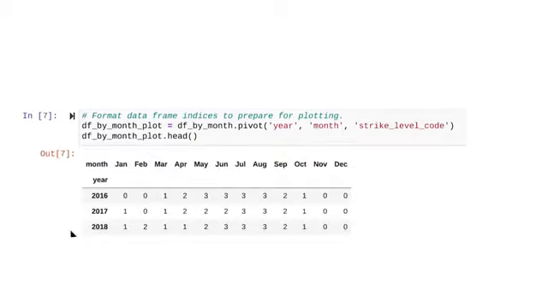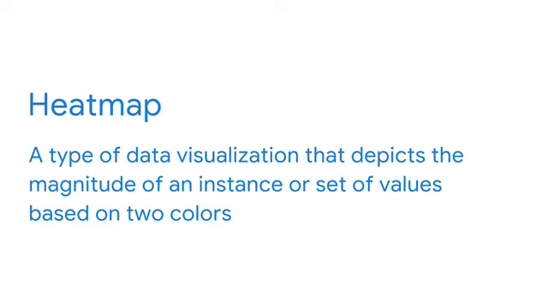If we use our head function, we find all 3 years in the rows, the months in the columns, and the strike level categories in each month, just like we coded. Next, let's visualize our data using what is called a heat map, so we have a better idea of where most of the lightning strike values are. A heat map is a type of data visualization that depicts the magnitude of an instance or set of values based on 2 colors. It is a very valuable chart for showing the concentration of values between 2 different points. Let's create a heat map using Python.